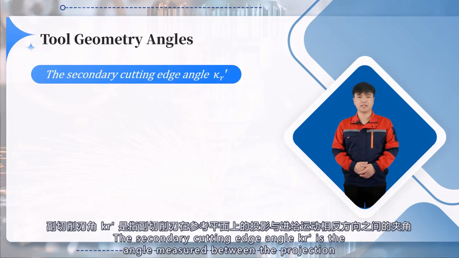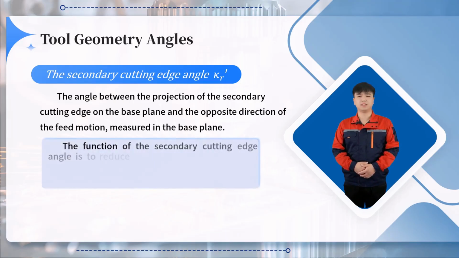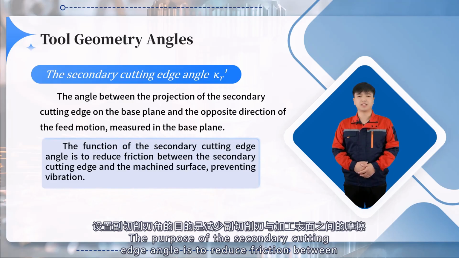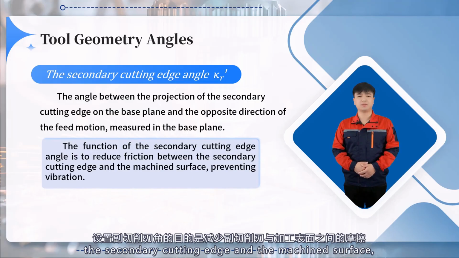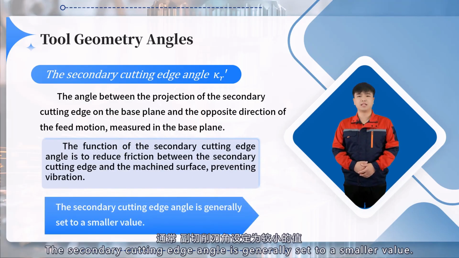The secondary cutting edge angle Kr' is the angle measured between the projection of the secondary cutting edge on the reference plane and the opposite direction of the feed motion. The purpose of the secondary cutting edge angle is to reduce friction between the secondary cutting edge and the machined surface, preventing vibration. The secondary cutting edge angle is generally set to a smaller value.